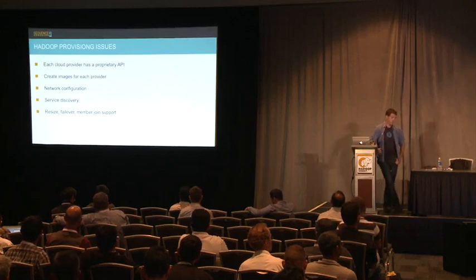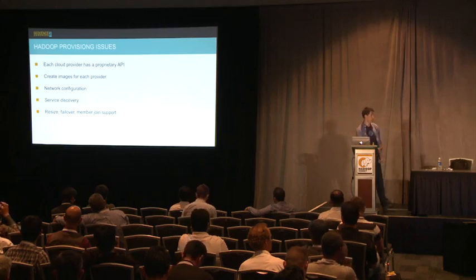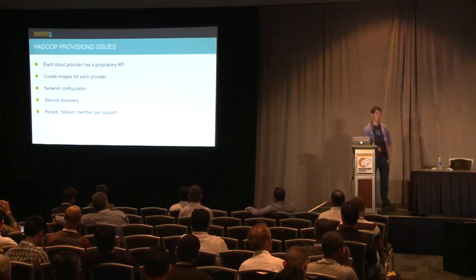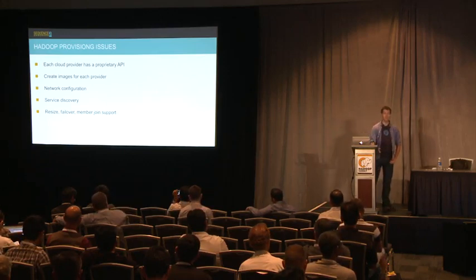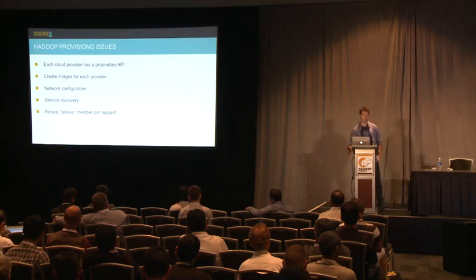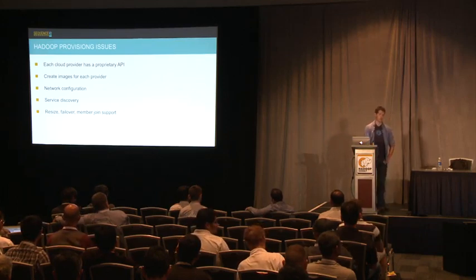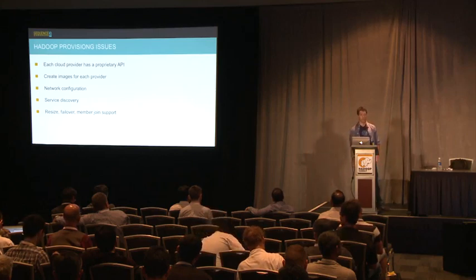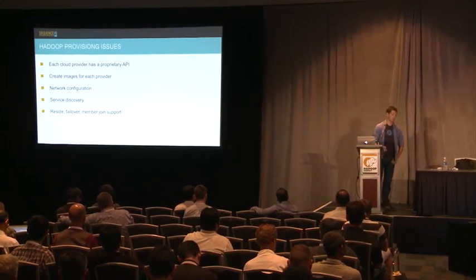So let's briefly talk about the issues we had provisioning Hadoop on Docker and different cloud environments, or actually even physical hardware. If you are talking about the cloud, the first key point is that every cloud provider has its proprietary API. So if you are about to provision a Hadoop cluster on EC2 or Azure, you would basically have to create those calls. You have to code it yourself.